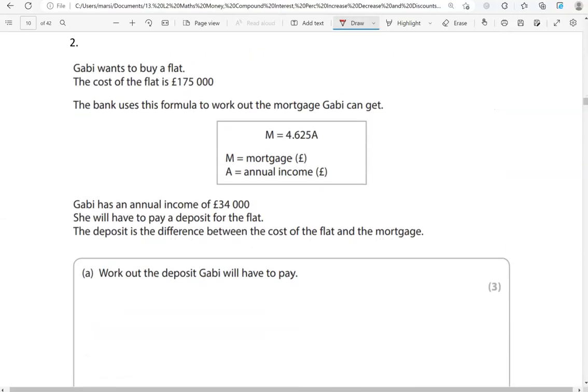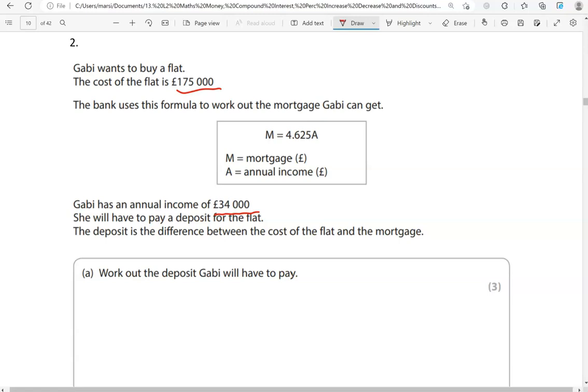Gabby wants to buy a flat. The cost of the flat is £175,000. The bank uses this formula to work out the mortgage Gabby can get. M is equal to 4.625A. M is for mortgage in pounds. A is for annual income in pounds. Gabby has an annual income of £34,000. She will have to pay a deposit for the flat. The deposit is the difference between the cost of the flat and the mortgage. Work out the deposit Gabby will have to pay.